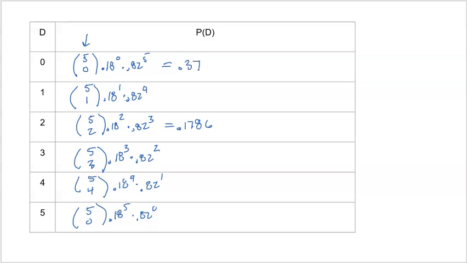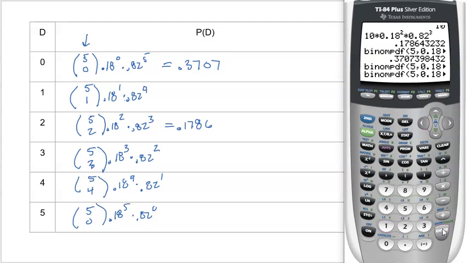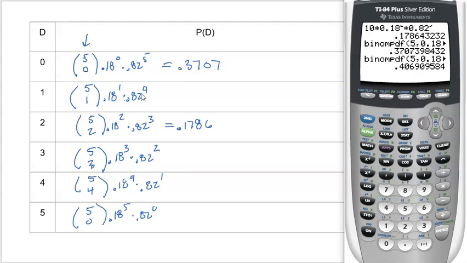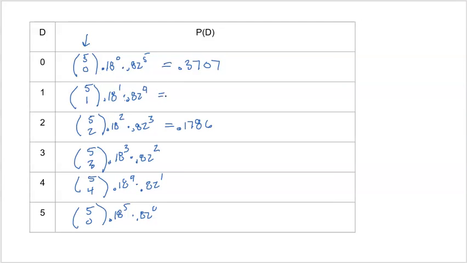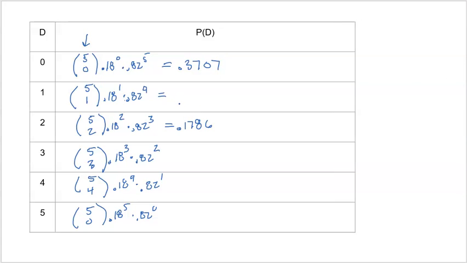So there's a 37.07% chance of no defective batteries. And then I could hit second enter, which brings that back up, change the 0 to a 1, and I'll get the probability of 1 defective battery, which is 0.4069.